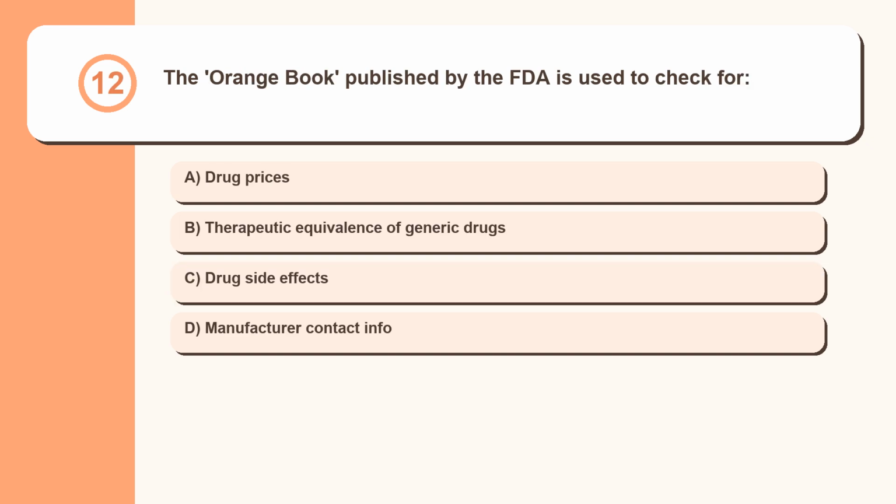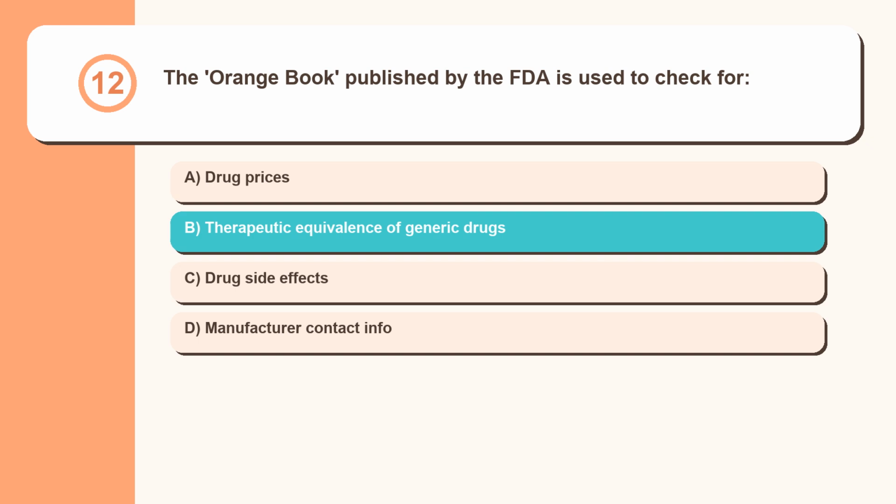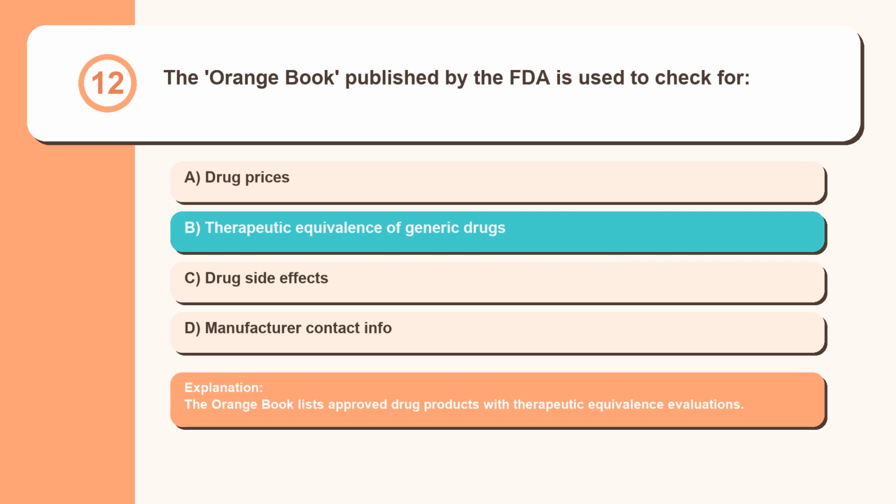Question 12. The Orange Book published by the FDA is used to check for drug prices, therapeutic equivalents of generic drugs, drug side effects, manufacturer contact info. The Orange Book lists approved drug products with therapeutic equivalence evaluations.